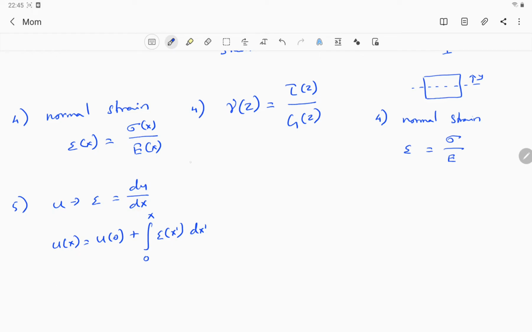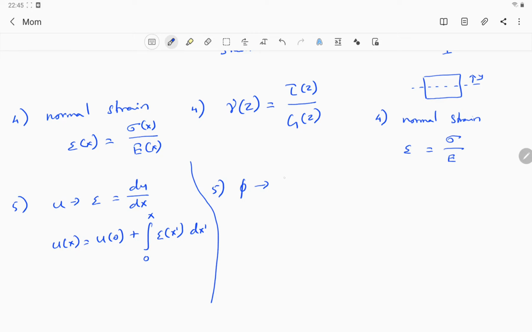So that's how we need to do the integration, and we need to solve for u at some particular x. Okay, fine. And here in the torsional element we will calculate something called phi, the angle of twist. And how do we calculate this one?